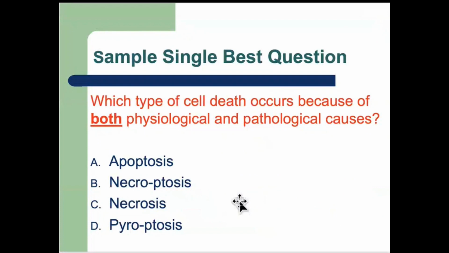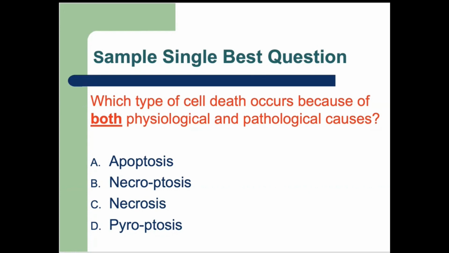Thank you very much. This is the question. Now, anyone can answer this question. We put these questions to the students during the lectures. Single best answer question: which type of cell death occurs because of both physiological and pathological causes?